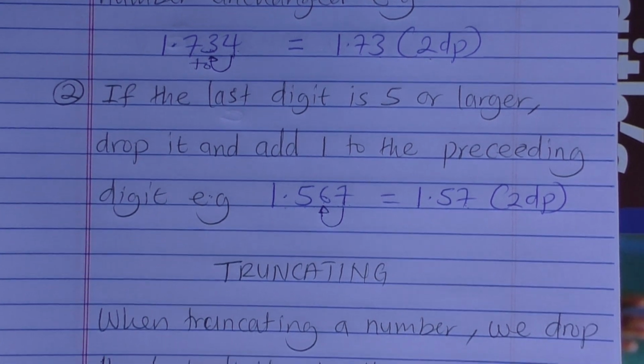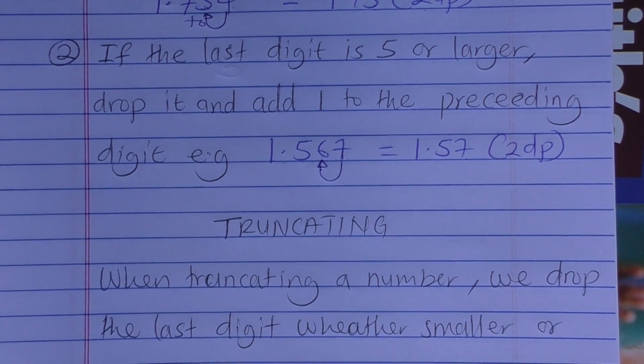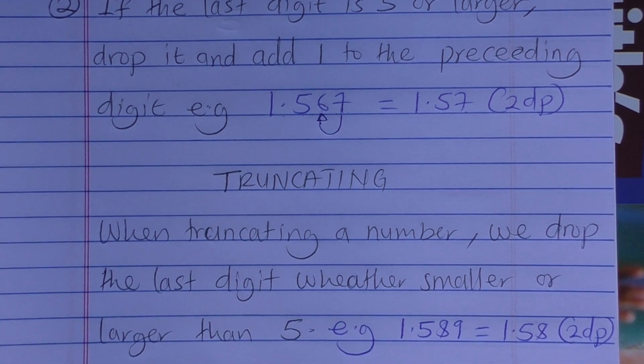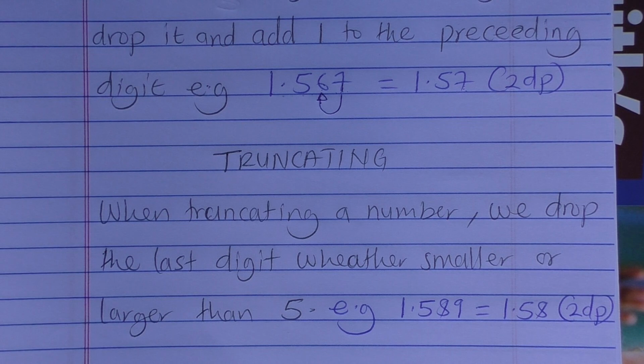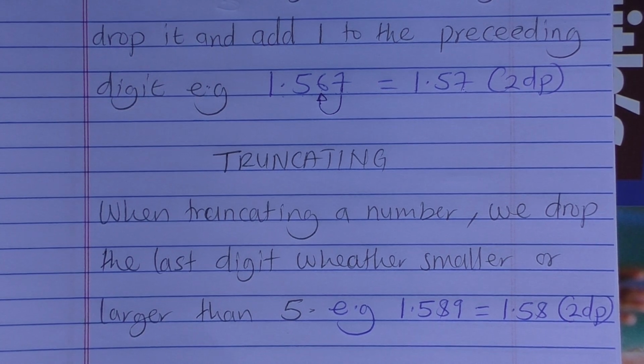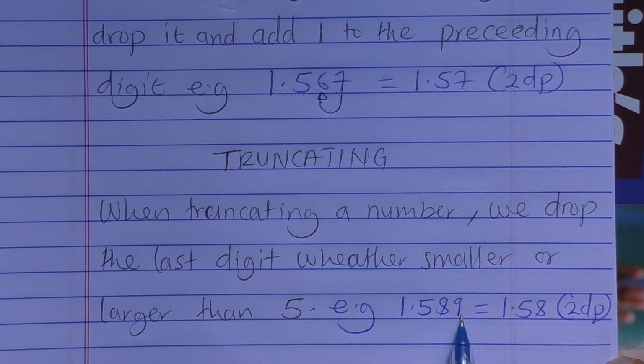Then we look at truncating. To truncate, we just drop the last digit, whether it is smaller or bigger than 5. We just chop it off. For instance, we have 1.589. These are 3 decimal places.